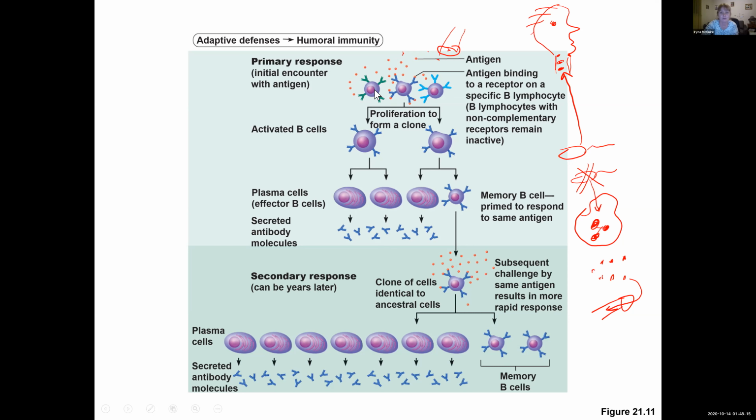So this cell and this cell continue resting. They are not going to do anything. The one that has specific receptors, and remember, we have billions of different receptors, so the chances are some receptors match with the antigen. Now they are selected, and when they are selected, they go through proliferation. So they start dividing. These activated B cells are dividing, and then they differentiate into plasma cells and memory B cells.